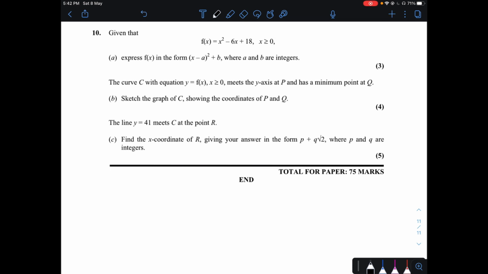All right, so number 10. Given that f of x equals x squared minus 6x plus 18, x is greater than 0, express f of x in the form (x minus a) squared plus b. So this concept over here is completing the square.